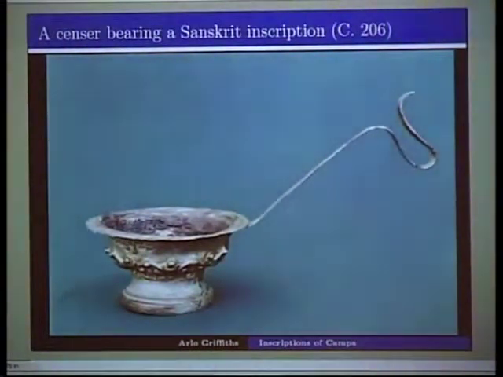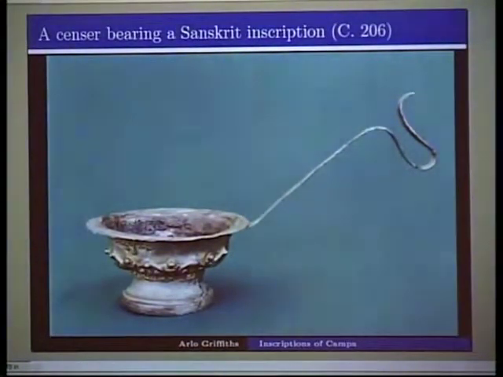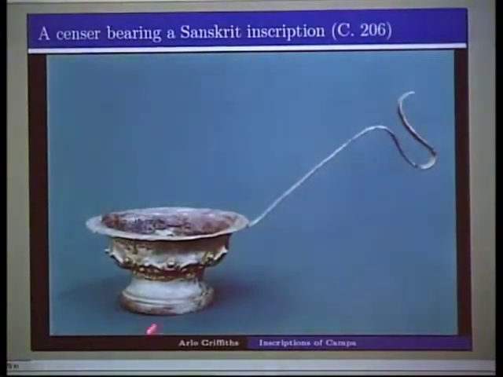Now, I would like to describe first of the types of objects that come into question when we're talking about Champa epigraphy. The first category is the category of inscribed ritual objects. This censer, very nice one. Inscription in Sanskrit.